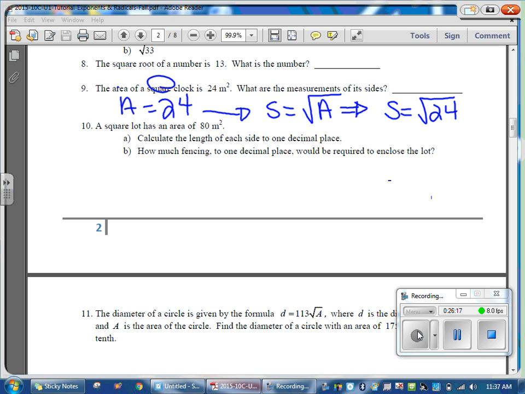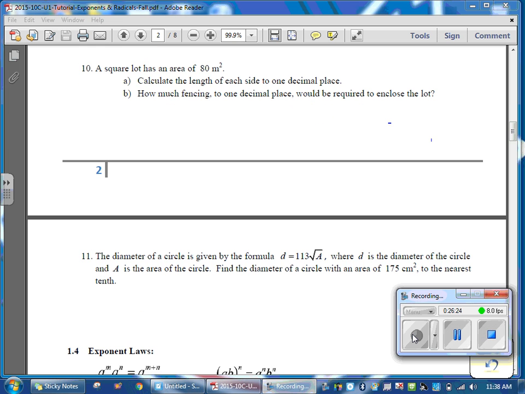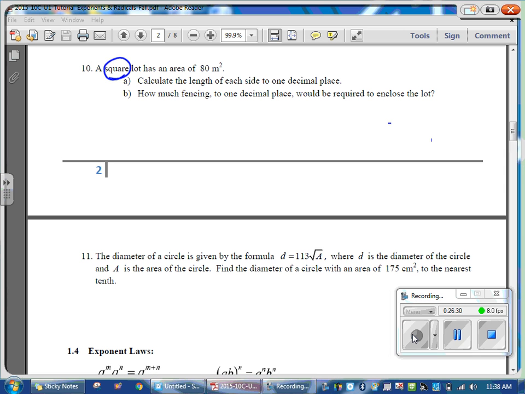Okay, we're continuing number 10. It's talking again about an area, and it's talking about a square. So, area is 80, side is going to be root 80, and I need to reduce it. But this one says, calculate the length to 1 decimal place. So, square root 80 is going to give me 8.9. That's 1 decimal place.